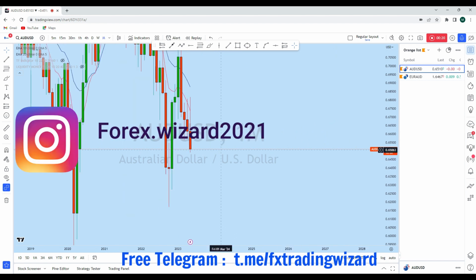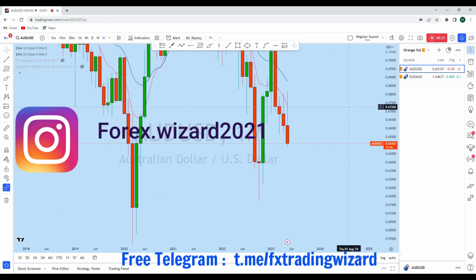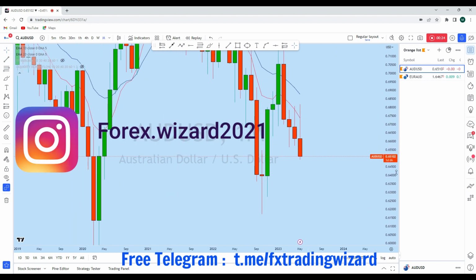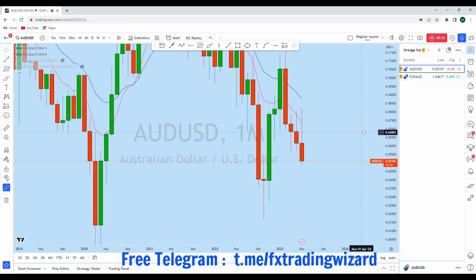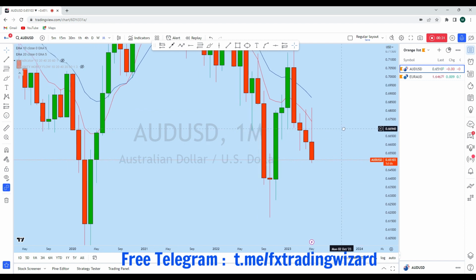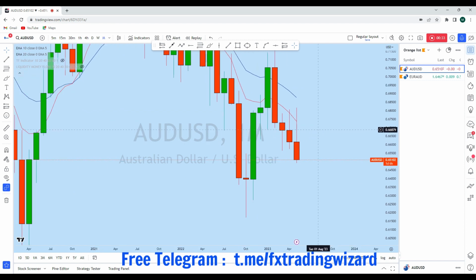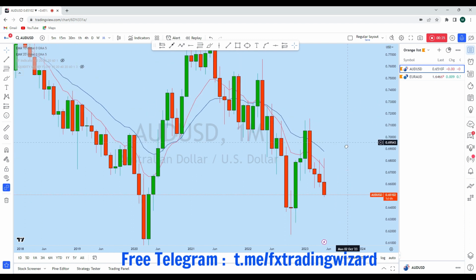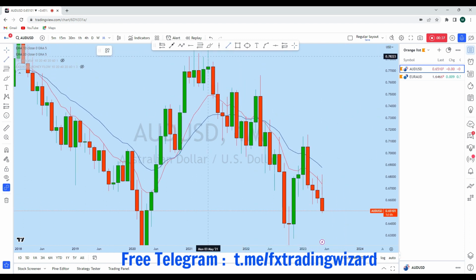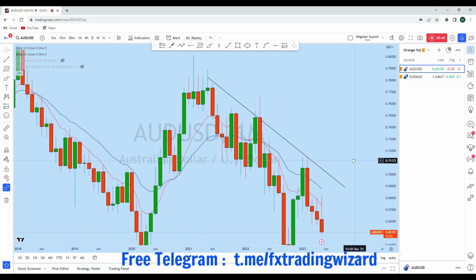Now before we discuss how we can trade one by one, first let's look at the bigger picture, starting with AUD USD. Looking at the monthly time frame, as this monthly candle is nearing its close in just one day, we will see this candle closing. We can see that this market is now starting to drop. If you firstly look at the overall market structure on AUD USD, we can see that this is a long term historically bearish market.